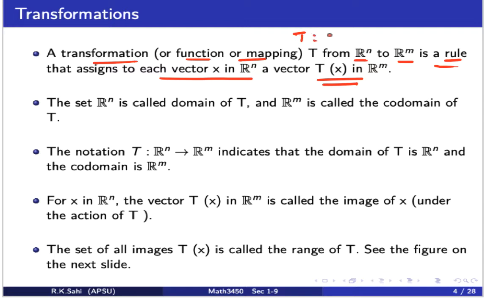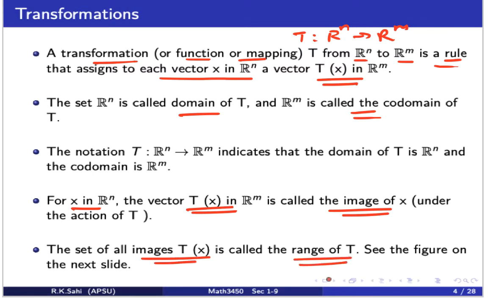So basically we have a T from Rn to Rm. I'm saying the word transformation here, okay? So this is a very general definition. Rn is called the domain of T and Rm is called the codomain of T. Okay, now for any vector x in Rn, the vector Tx in Rm is called the image of x under the action of T. Now, the set of all the images Tx is called the range of T.